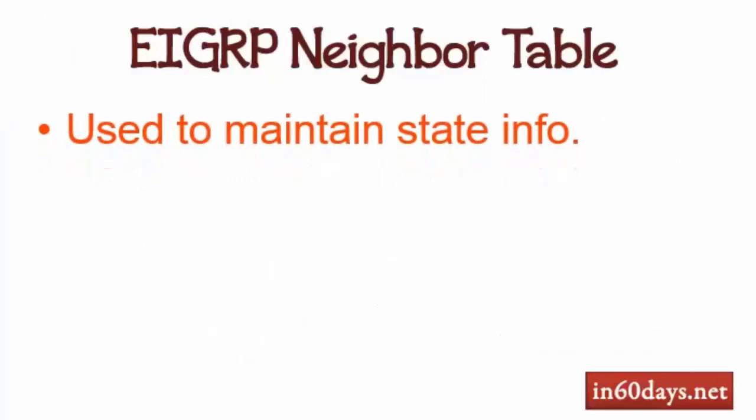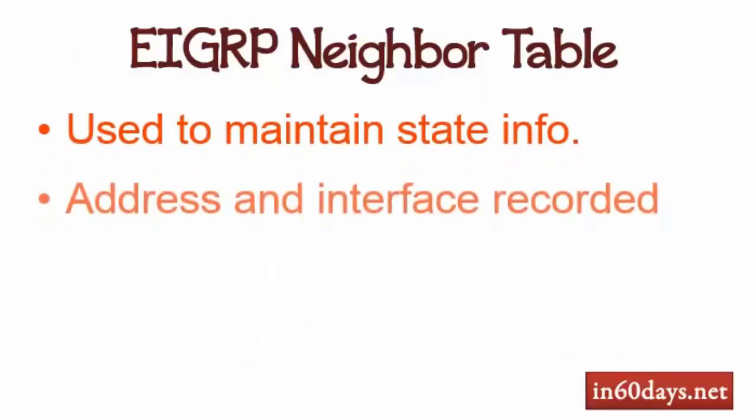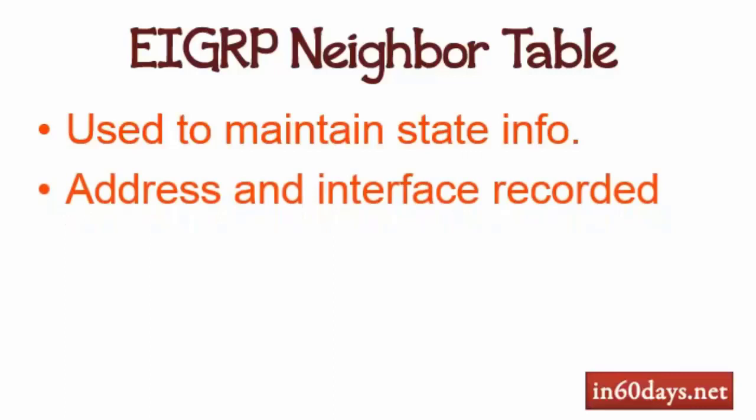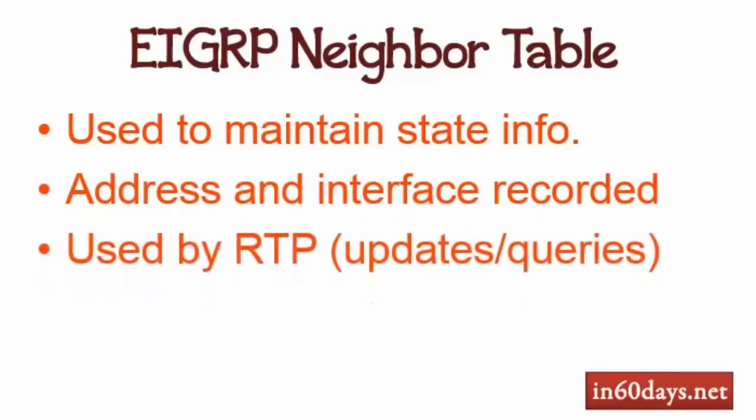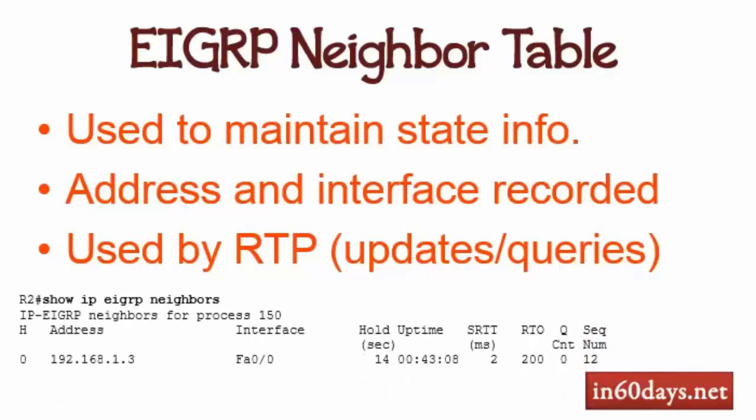The EIGRP neighbour table is used to maintain state information; the address and the interface to reach this neighbour are recorded. And it's used by the reliable transport protocol, which I'll go into in a moment, but this is used by EIGRP for all updates and all queries. And here's a show IP EIGRP neighbours command, which shows you the neighbour table.